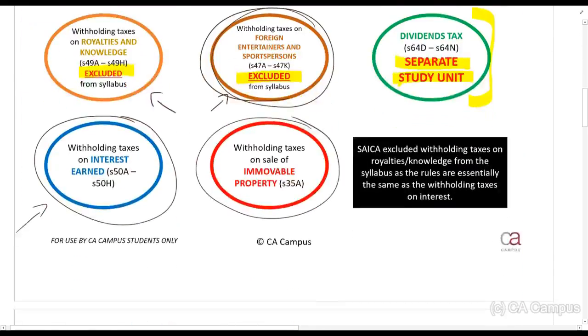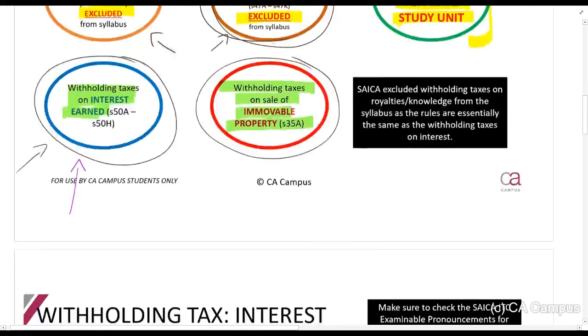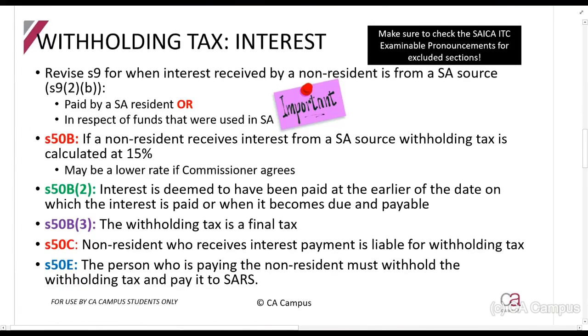Okay, so as I've mentioned to you guys, the two that you will be studying are withholding taxes on interest earned, which you can find in sections 50A to 50H, and withholding taxes on the sale of immovable property in section 35A. Interest, guys, very, very popular. So, withholding tax on interest. So again now, I want you to understand.